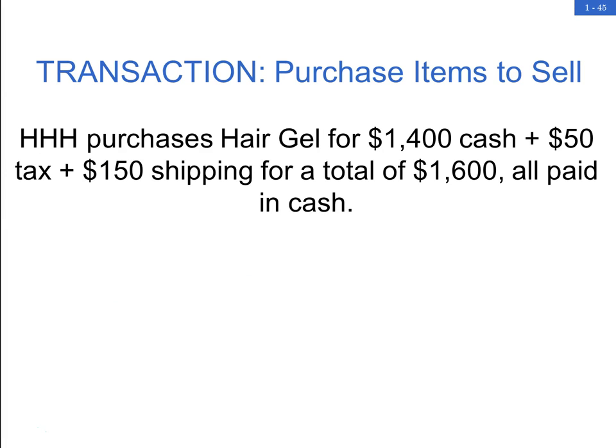Let's say that now Harriet the hair cutter of Hollywood decides to start purchasing and selling hair gel, okay? So in this example, she purchases hair gel for $1,400 cash plus $50 tax plus $150 shipping to get the hair gel to our salon so that we can sell it. Now, the total of all that is $1,600 before we get those items on our shelves ready for sale, and we pay for it in cash. Here's what the journal entry looks like.